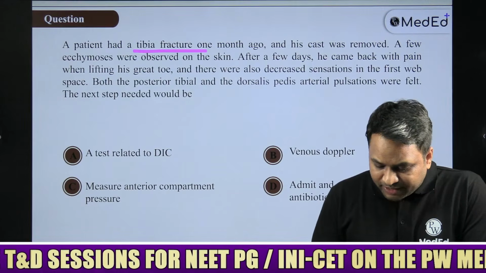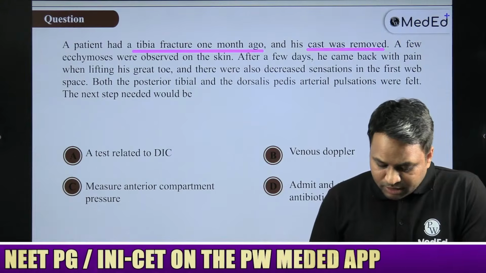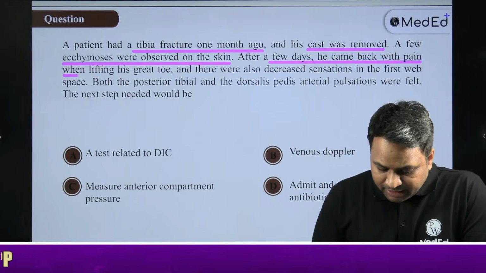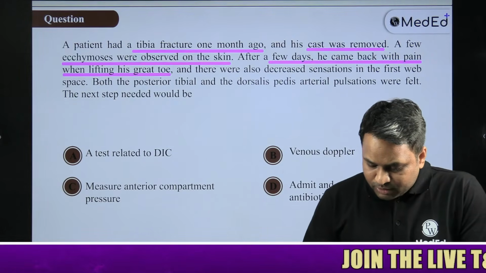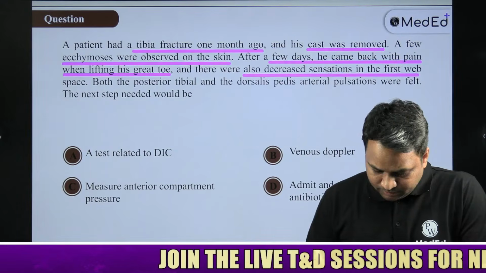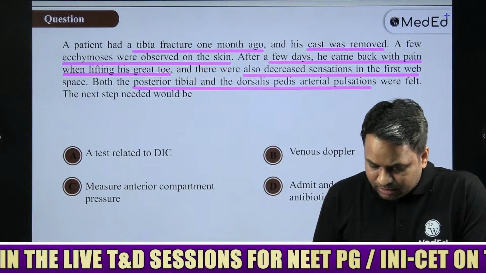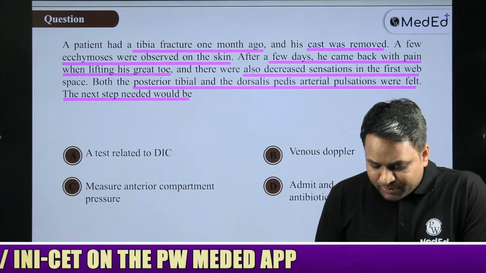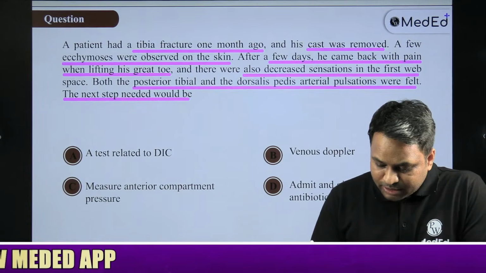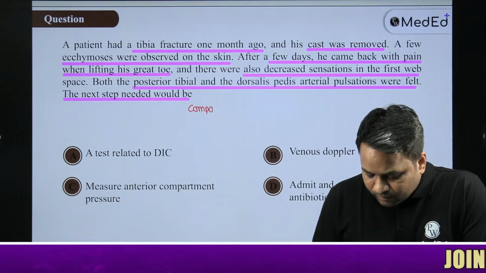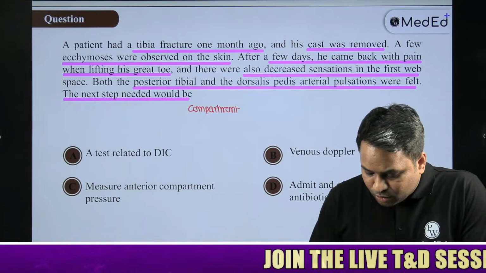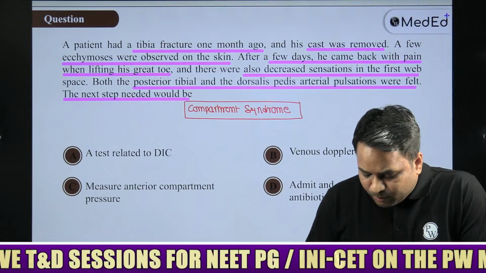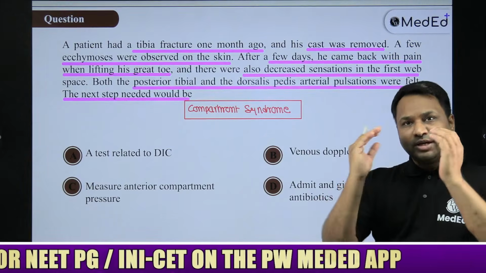A patient had a tibia fracture 1 month ago. His cast was removed. Few ecchymoses were observed on the skin. A few days later he came back with pain while lifting his great toe. There was also decreased sensation in the first web space. Both posterior tibial and dorsalis pedis pulses were felt. What is the next step? See, all these patients are prone to compartment syndrome. So I have to rule out compartment syndrome.